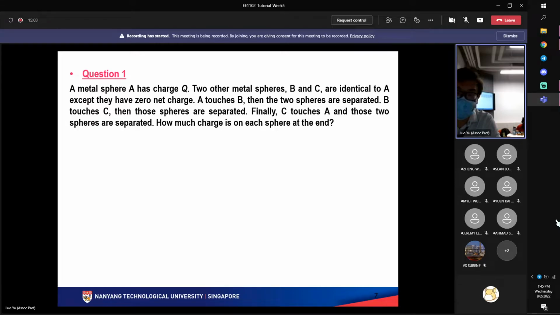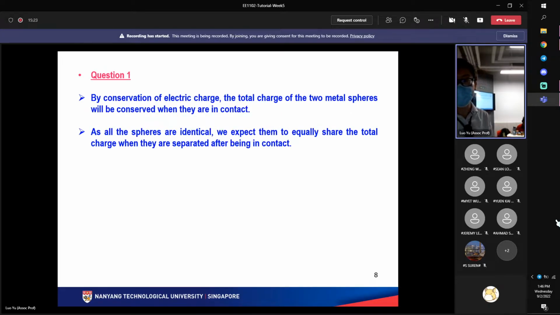First we let A touch B, then separate the two spheres. In this case, A and B are both charged. Then we let B touch C, then separate B and C. Finally, C touches A, then separate. I want to know how much charge is on each sphere at the end. Now, use the property I just mentioned to you. The total charge has to be conserved. When two conductors contact each other, charge will be equally redistributed across them. So when A touches B and they separate, can you tell me how much charge is on A and B now?